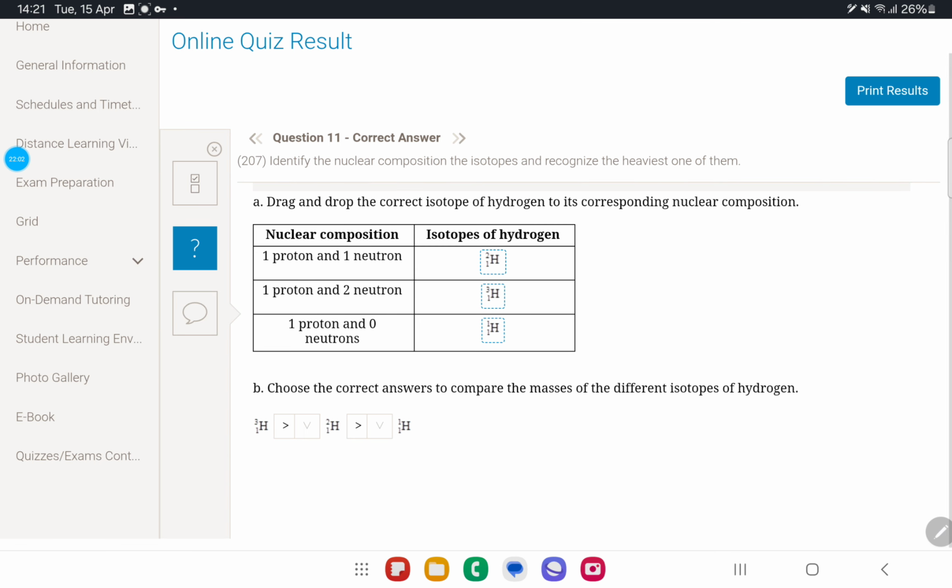Simple math. And then for part B, they want us to compare the mass of each one. Obviously, the one that has the most particles will be the heaviest, while the one that has the least will be the lightest. Here we can see the lightest one is the 1H1, the one in the middle is 2H1, and the heaviest one is 3H1. Okay, that's it.